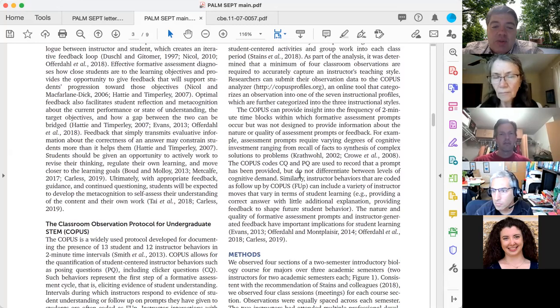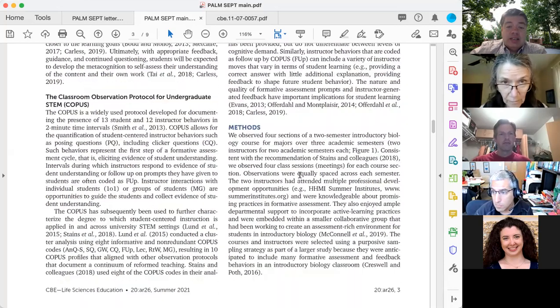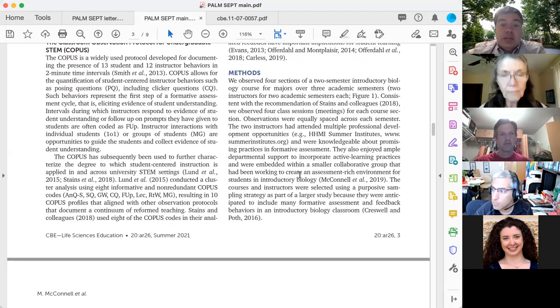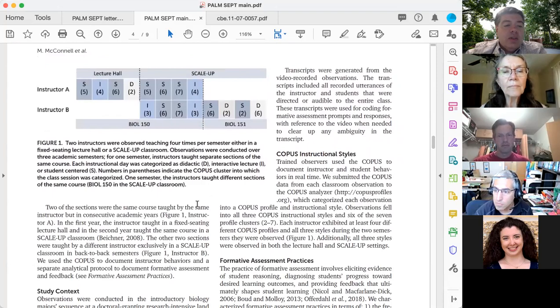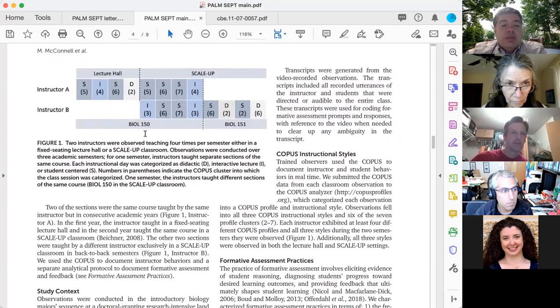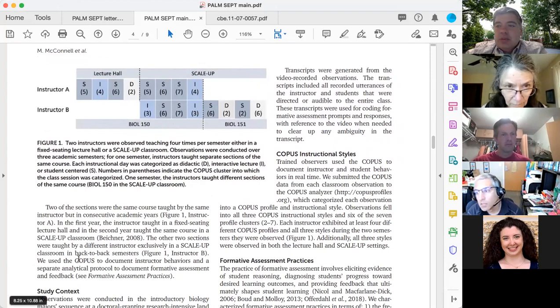So can we take the profiles that we get out of COPUS, COPUS profiles, compare that to what's being done in these intro bio classes and see how the correlation goes, is basically the gist of what we're going to look at here. And so here are the setups for 2 different instructors teaching a couple different sections of this intro biology course in 2 different varieties of classroom, lecture hall, and then a scale-up classroom. It's mentioned this was done at a large research-intensive university in the upper Midwest that I am assuming is the University of Minnesota, but I could be wrong about that.